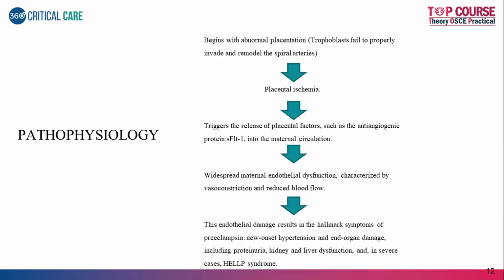Now coming to the pathophysiology. If they ask pathophysiology, if you write this flow chart, that is more than enough, because to know the pathophysiology in detail actually takes 5 to 6 slides, but we have minimized it to a single slide. Pathophysiology usually begins with, the first thing you should mention, abnormal placentation. What do you mean by abnormal placentation? That is, the trophoblasts fail to properly invade and remodel the spiral arteries.